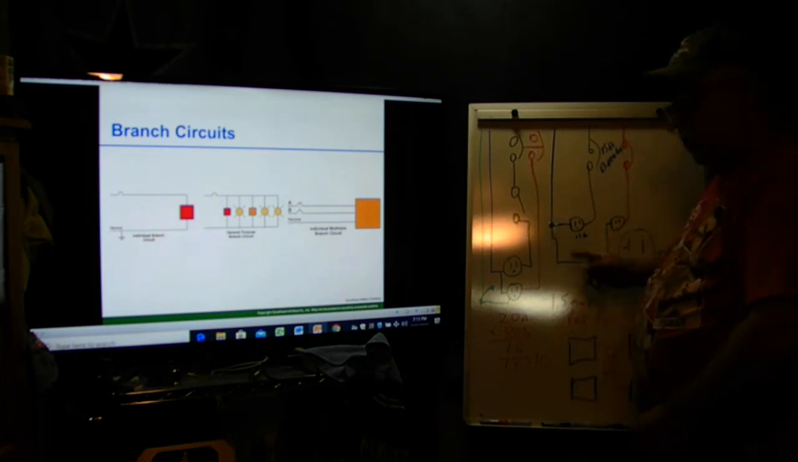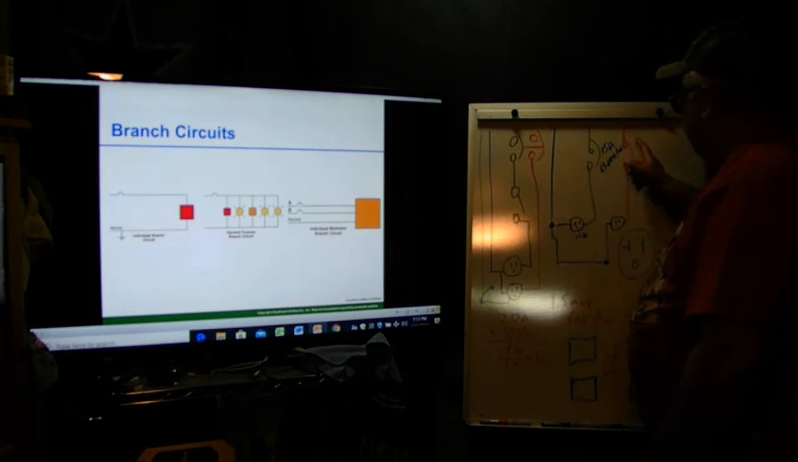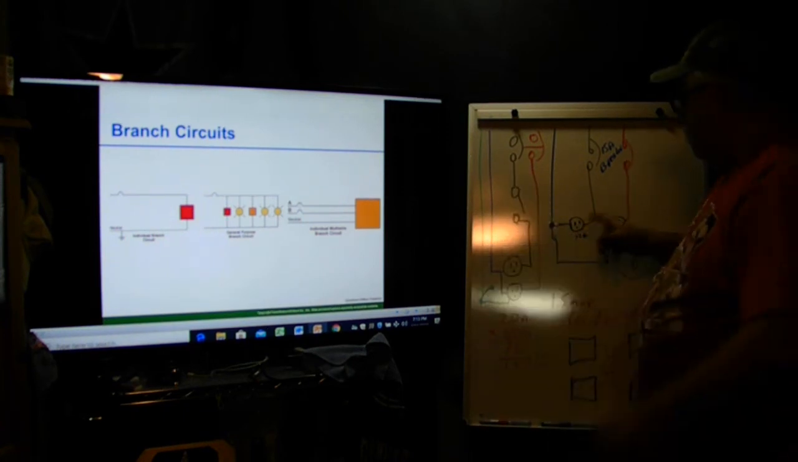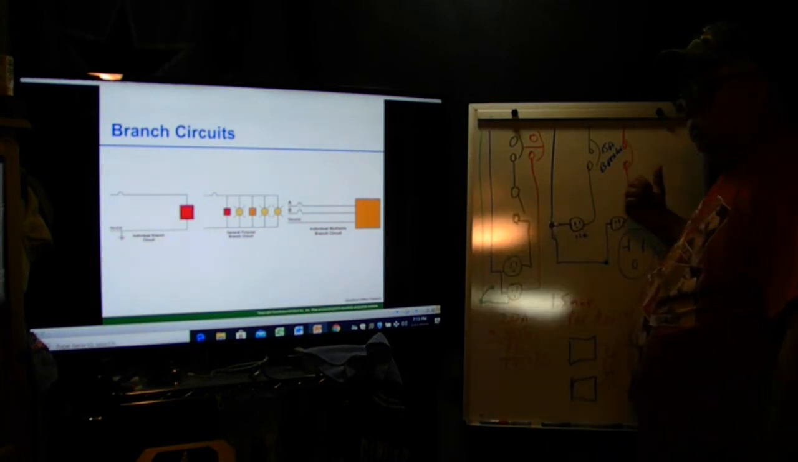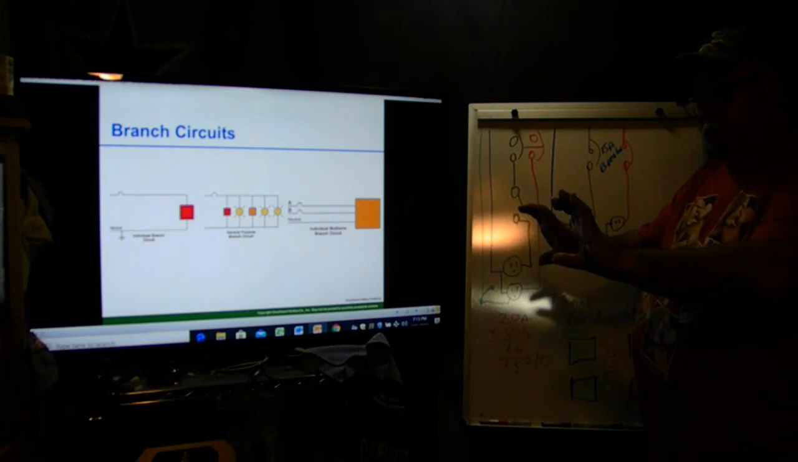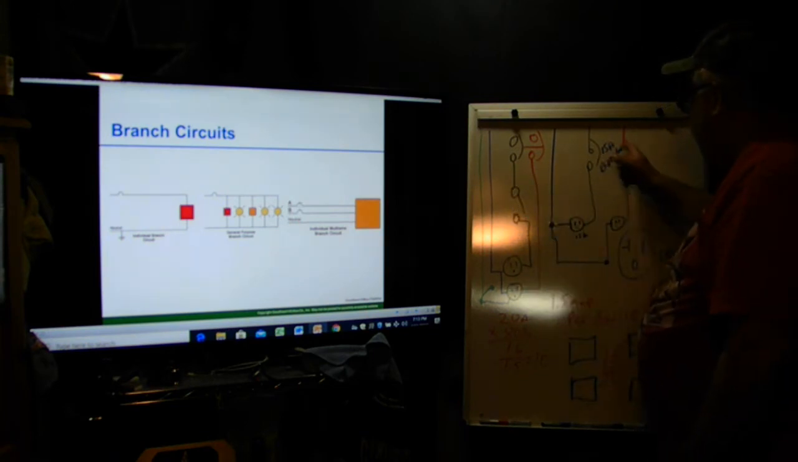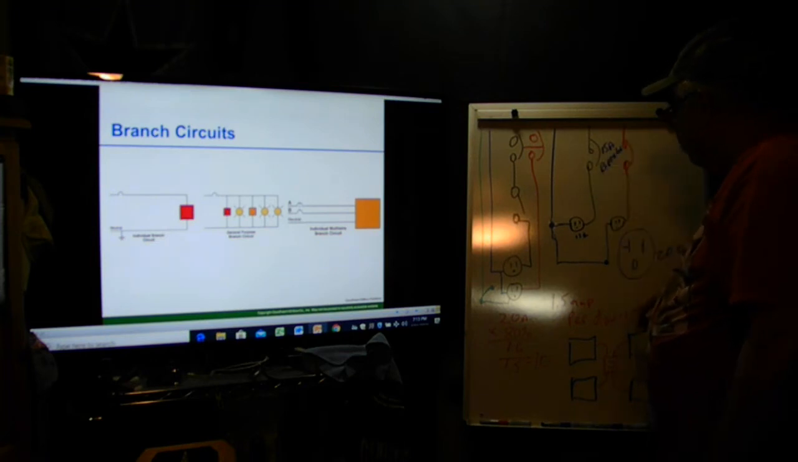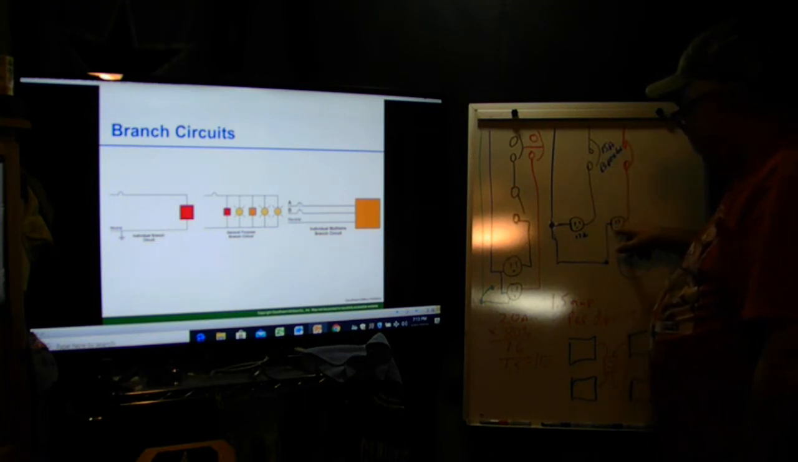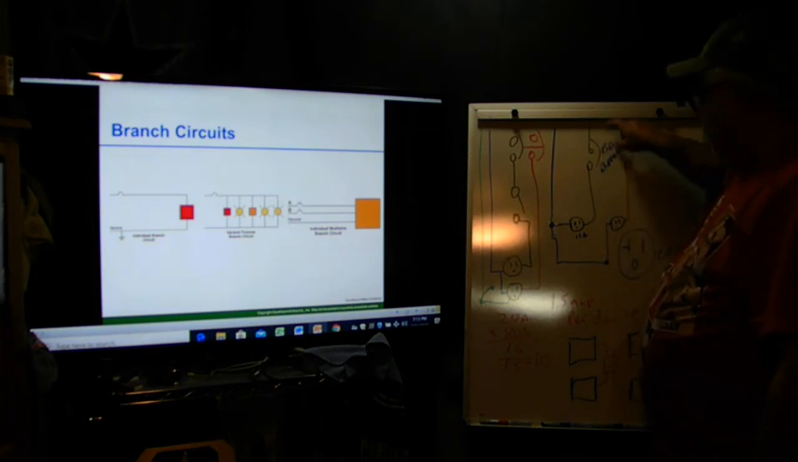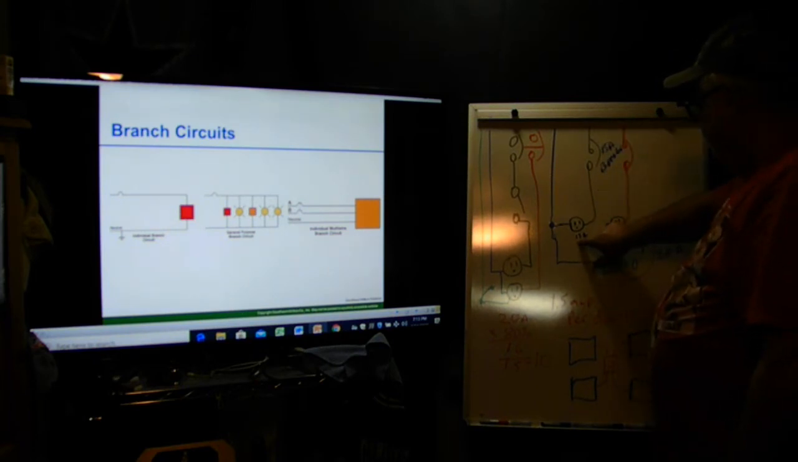Here, this receptacle may be in one box, this receptacle's in another box. Or they're in the same box, but they're separated. They're two separate receptacles, and that's why you don't have to have a two-pole breaker here. Okay, here these are single 15 amps, not duplexes. So my breaker would have to be a 15 amp. That's why I got a 15 amp breaker if it's a single receptacle.